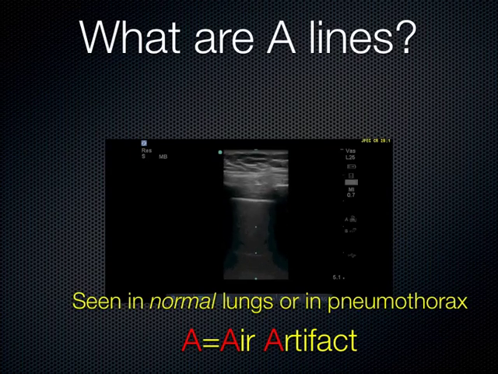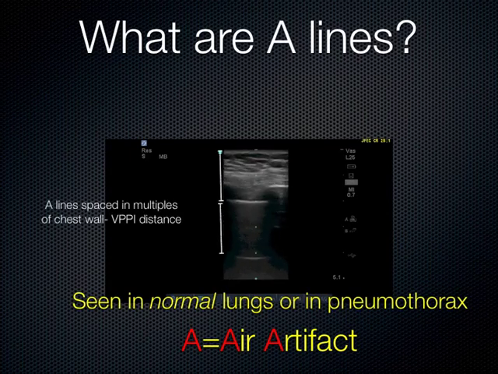You'll also notice that the A lines are spaced equidistant. The spacing from the chest wall down to the VPPI is the spacing that you'll see. And if you take a probe or increase the depth, you'll see that that spacing remains consistent throughout. Okay.